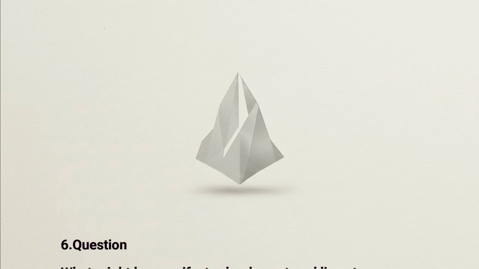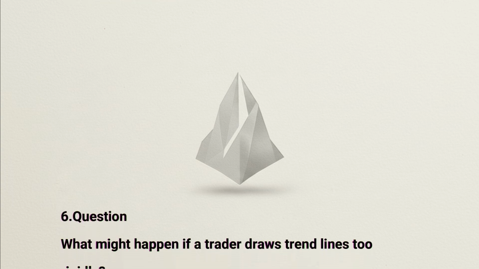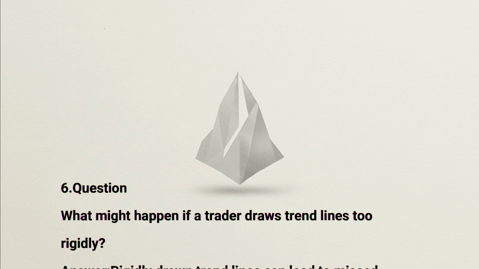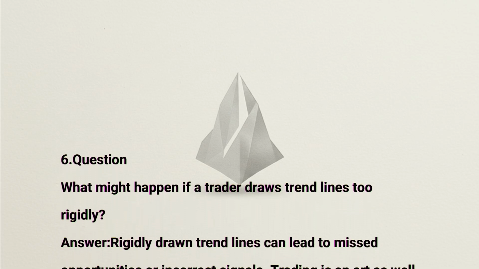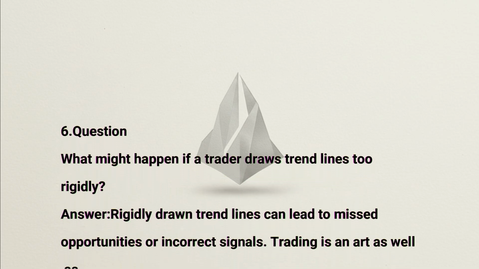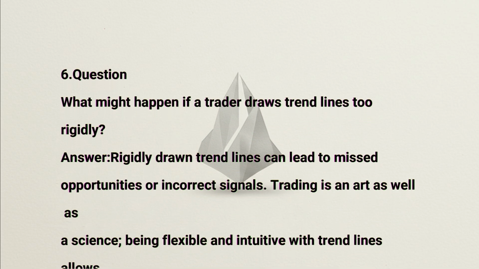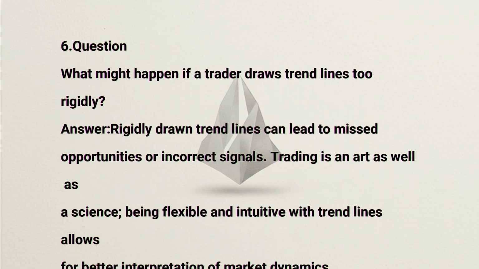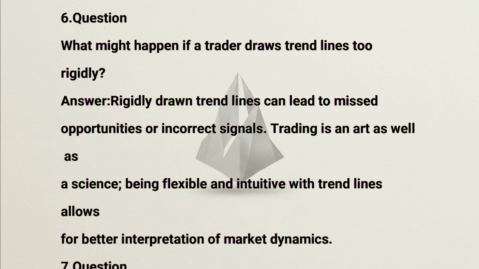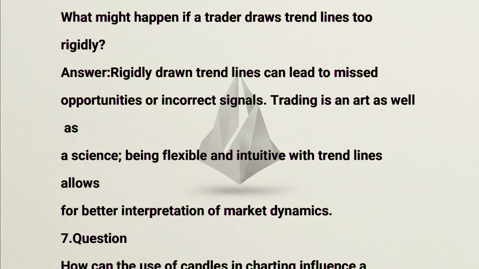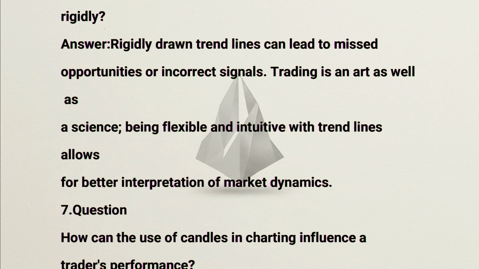Question. What might happen if a trader draws trend lines too rigidly? Answer. Rigidly drawn trend lines can lead to missed opportunities or incorrect signals. Trading is an art as well as a science. Being flexible and intuitive with trend lines allows for better interpretation of market dynamics.